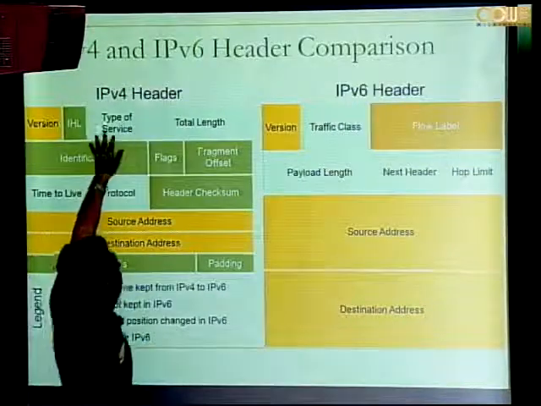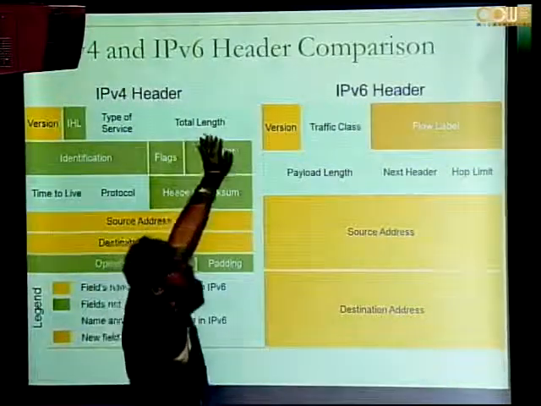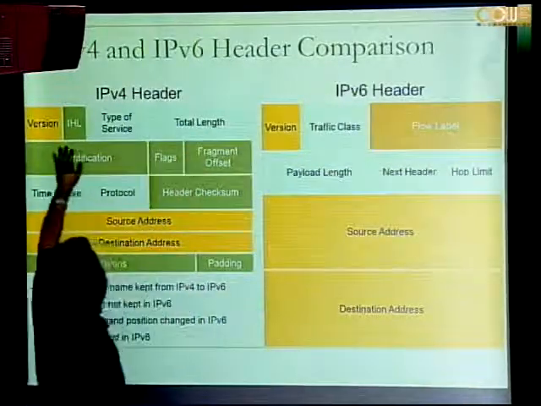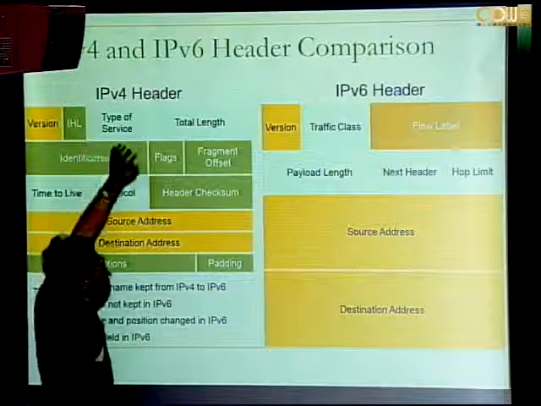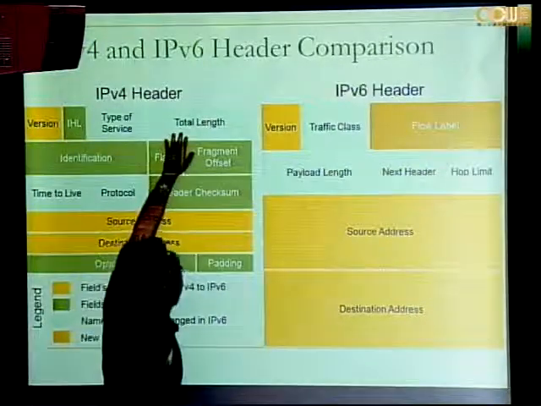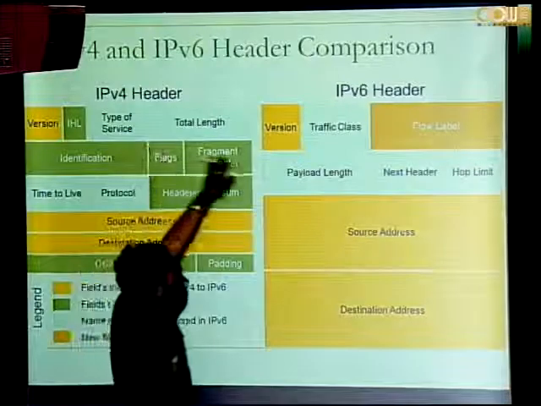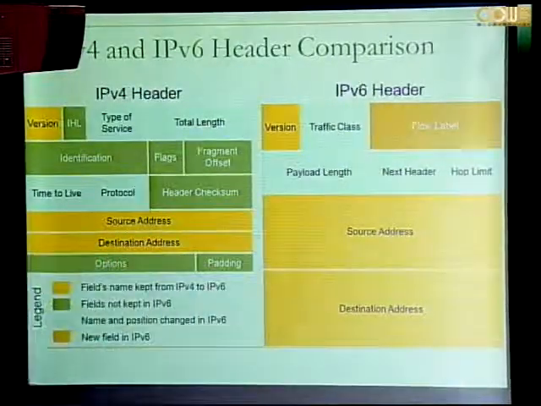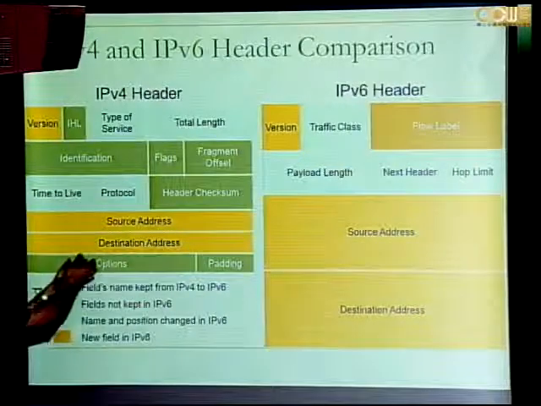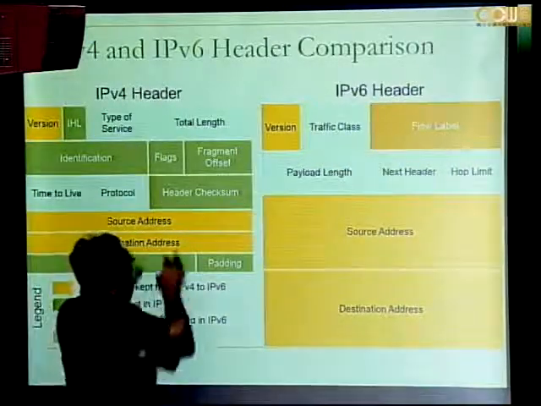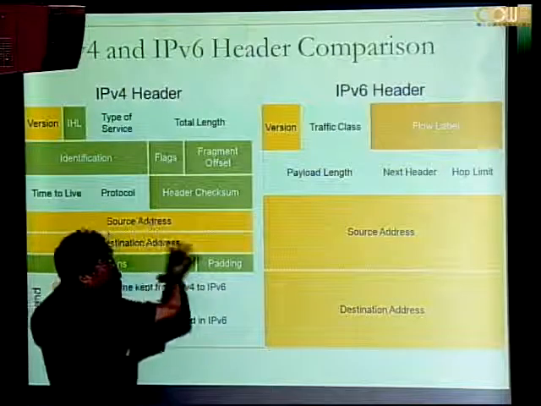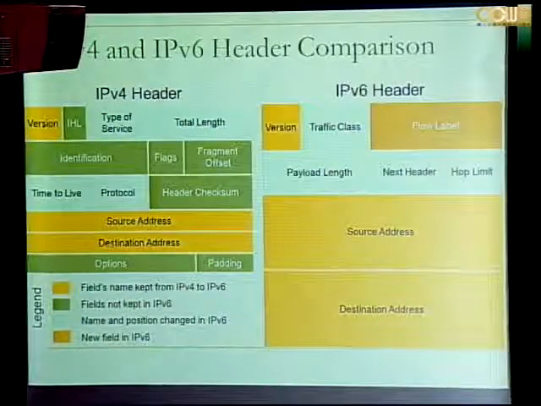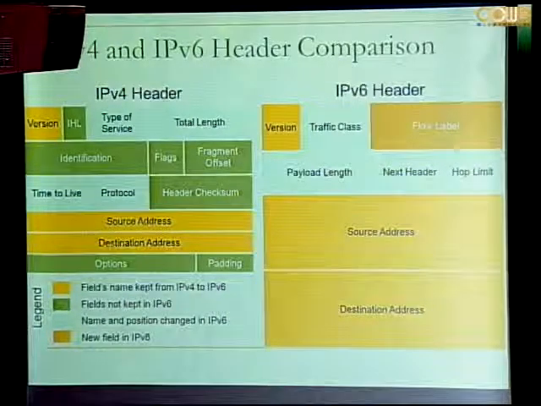And this is gone. I don't need packet length. I don't need header length. These are all gone. And this is redefined as a traffic class. And options are gone. And the source and destination addresses are much enlarged. Okay, so from this, you know what has been changed.